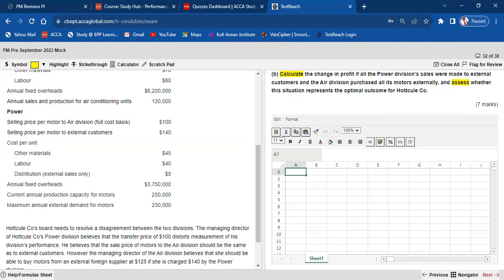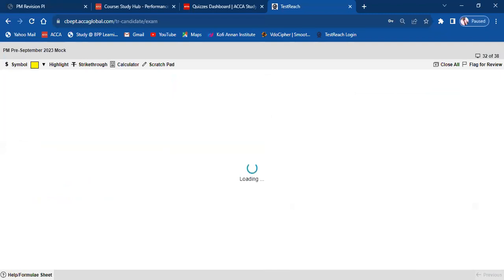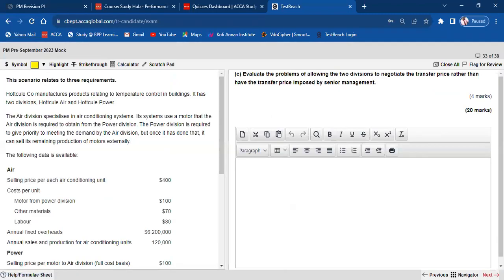That's 7 marks. Now, for 9 plus 7, 16, so this should be 4. Evaluate the problems of allowing the 2 divisions to negotiate the transfer price rather than have the transfer price imposed by senior management. 4 marks. If I can get 2 points, I've passed. And if only the examiner, the marking team, agree with my 2 points. Do you see any problems of allowing the 2 divisions to negotiate the transfer price rather than having head office interfere?